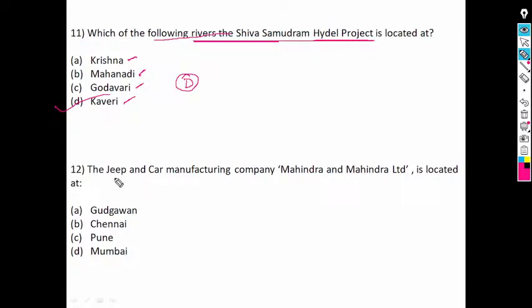Next, the Jeep and car manufacturing company, particularly Mahindra and Mahindra Limited, is located at: Gurgaon, Chennai, Pune and Mumbai. Mahindra and Mahindra, the jeep and car manufacturing company, has its headquarters in Mumbai, that is D.